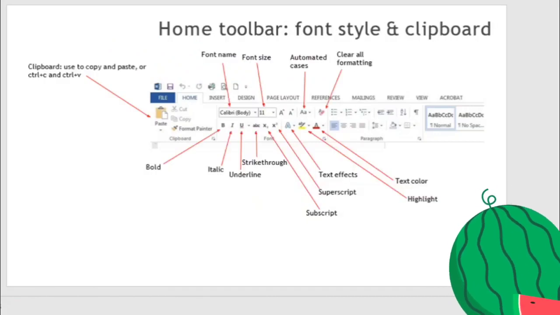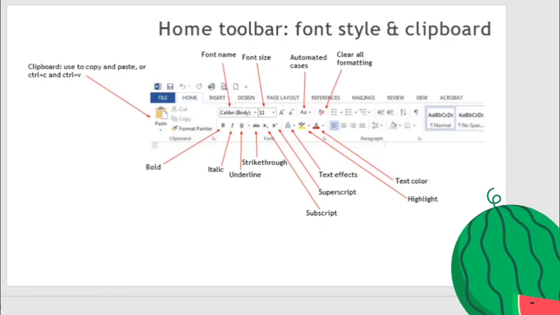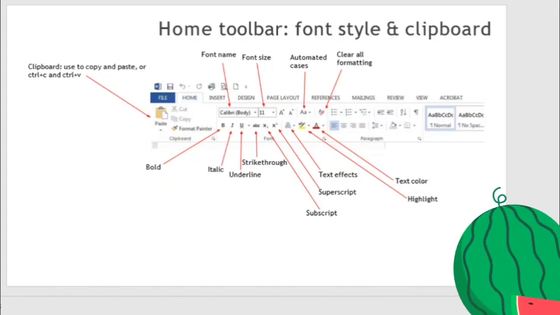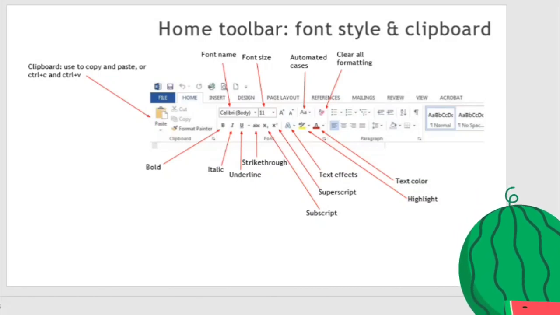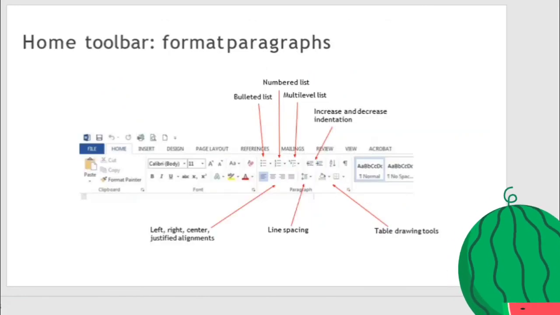Next to that is the home toolbars, which is commonly known as the very basic type. We can actually use the clipboard, the font size, the font name, the automated case, clear formatting, the text color, the highlight, even the text effects. We have subscript, superscript, strike through, underline, italic, and bold, which all belong to the home toolbars of font style and clipboards. And each one of these has its own shortcut keys, which will be discussed later on the next presentation.